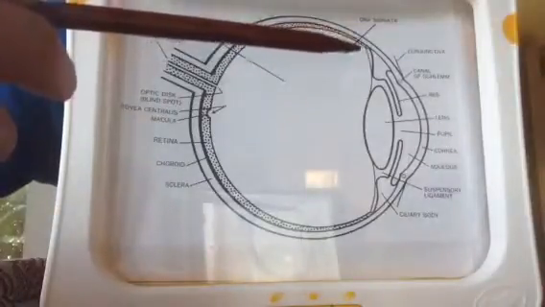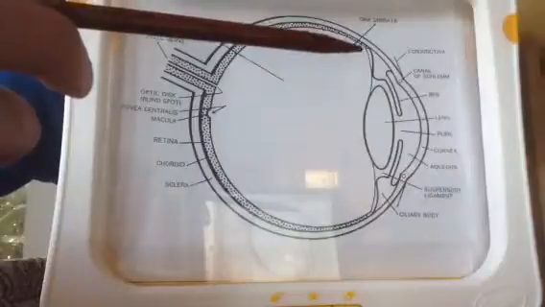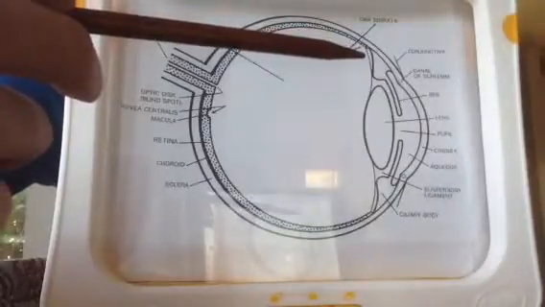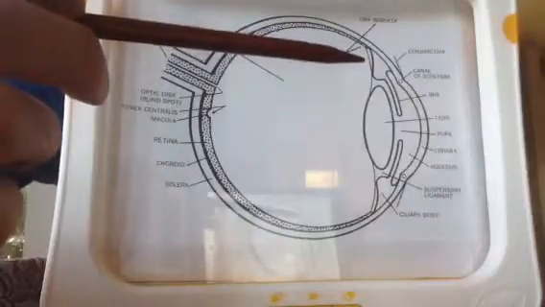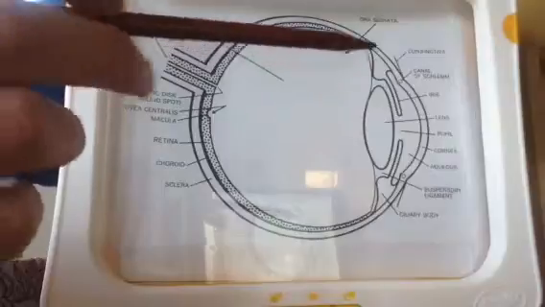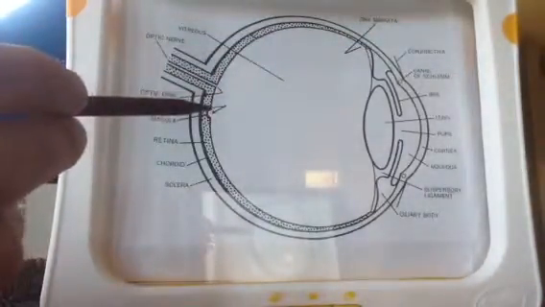Up here is the ora serrata. The ora serrata is where the retinal cells and sclera meet. Basically, in the ora serrata, it transitions from simple, non-photosensitive cells to complex photosensitive cells. More detail about the retina.